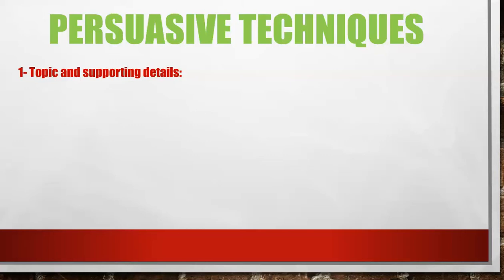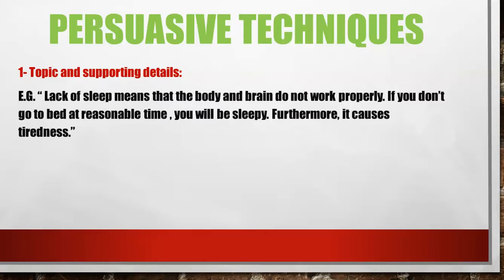The first persuasive technique is topic and supporting details. State the topic and give more and more details to persuade us. For example, lack of sleep means that the body and brain don't work properly. If you don't go to bed at a reasonable time, you will be sleepy. Furthermore, it causes tiredness. So the topic now is lack of sleep, and we give some details about this issue.